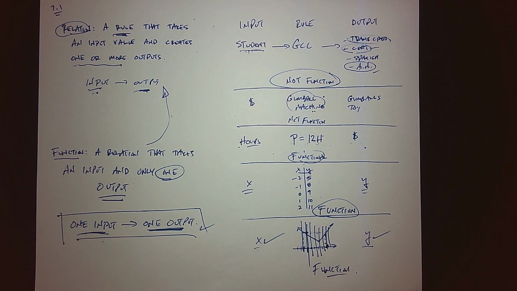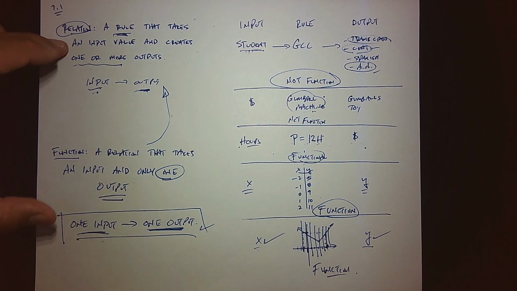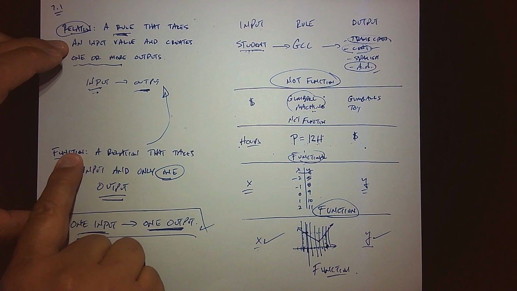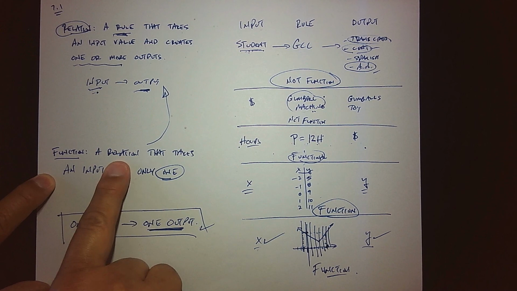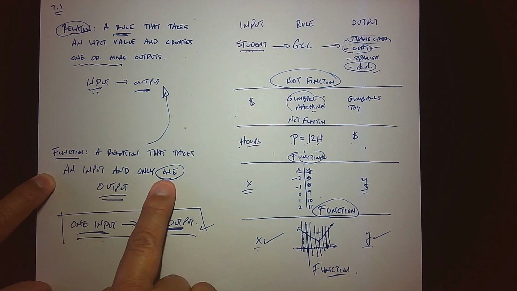So we'll play this game a little bit more in some future videos. Why don't I cut this one off? We're almost 11 minutes long. But hopefully that gives you a good idea of what a relation is, an input-output system where one thing in, one or more out, and then a function being a very specific case of a relation where one thing in, one thing out. So all functions are relations, but not all relations are functions.